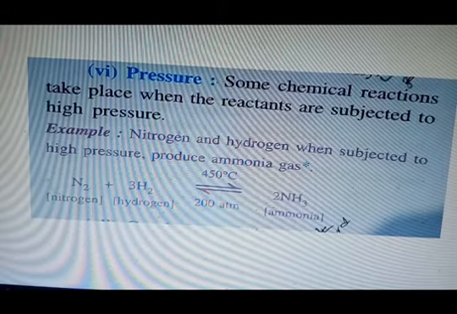Number 5 is electricity. Some chemical reactions take place in presence of electricity only, and they are called electrochemical reactions. And then number 6 is pressure. Some chemical reactions take place under high pressure.